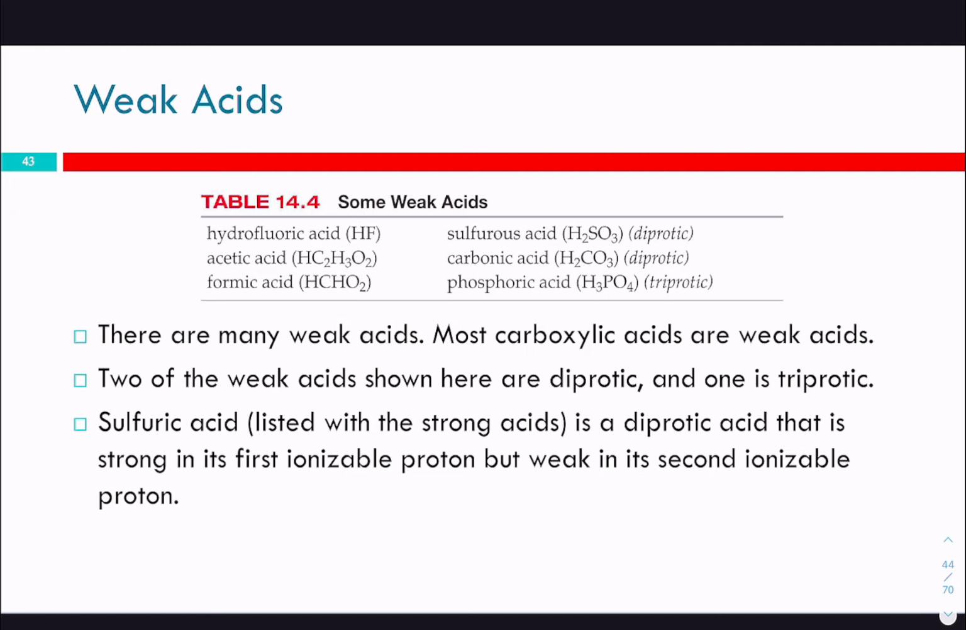Sulfuric acid was the diprotic strong acid that we saw. And actually with sulfuric acid, losing the first proton is a strong acid. Losing the second proton is a weak acid, so it doesn't lose all of that second proton. And that's the case for most polyprotic acids. If they have more than one proton, they're kind of slow to lose any of them after the first.